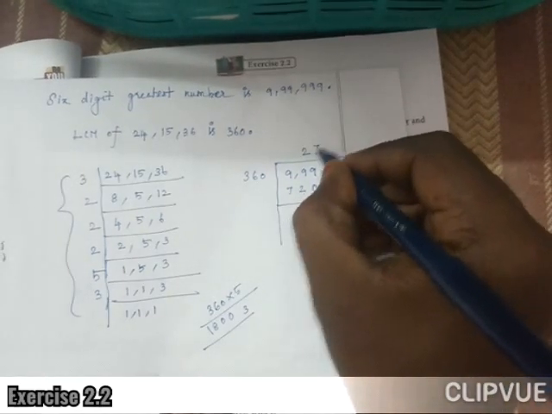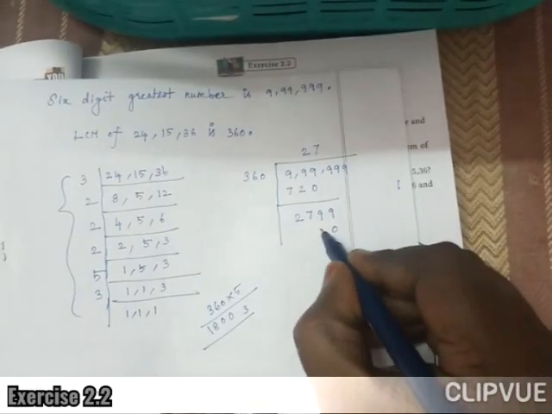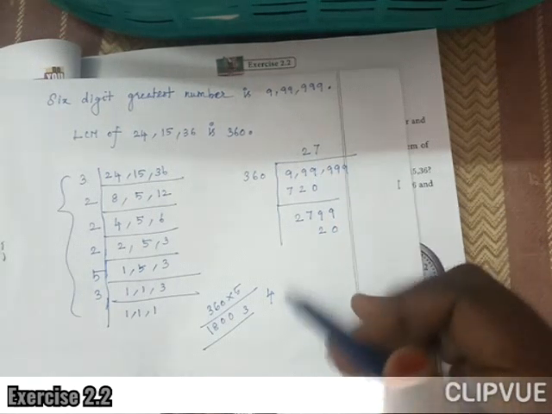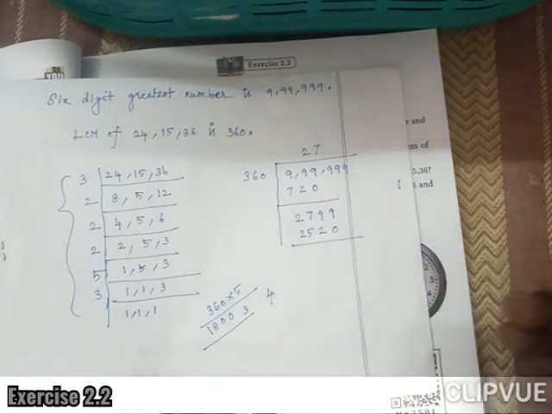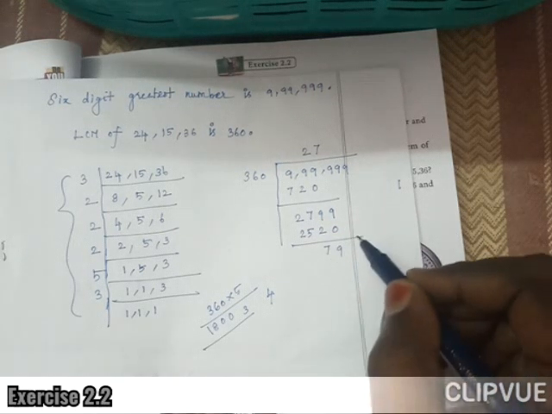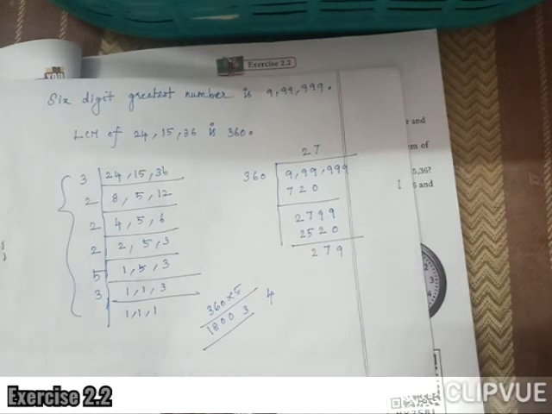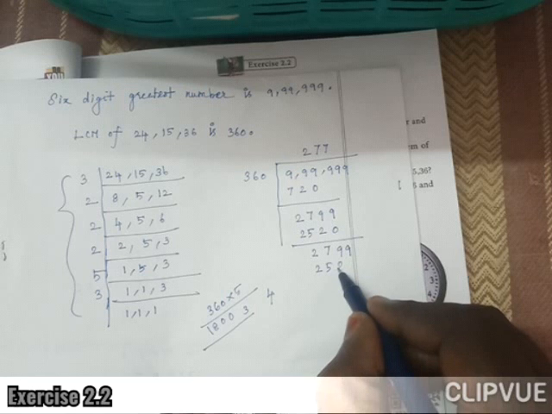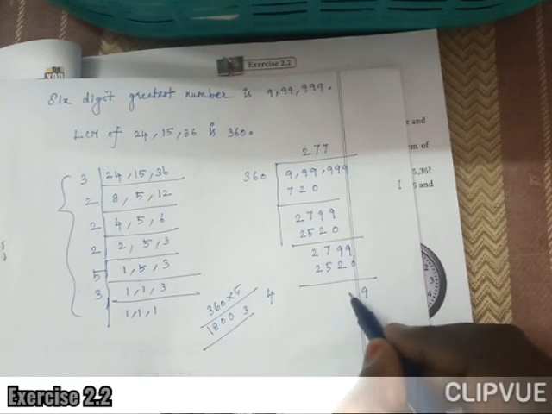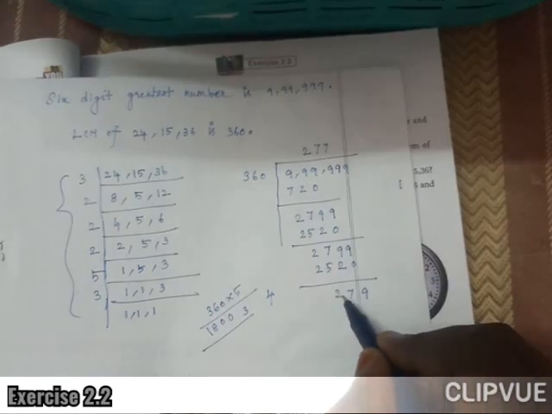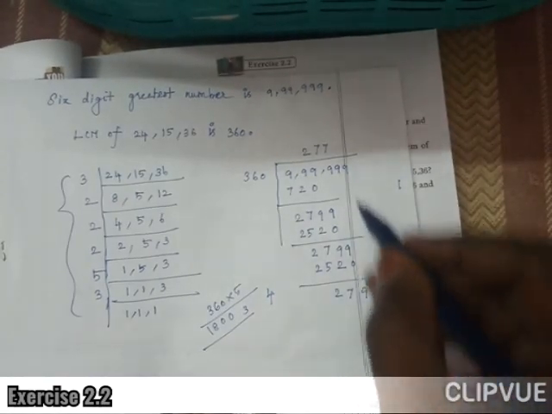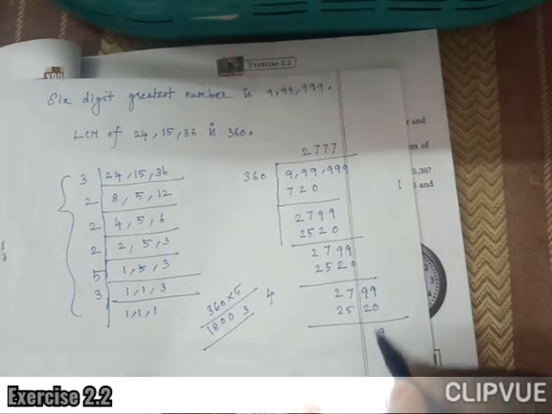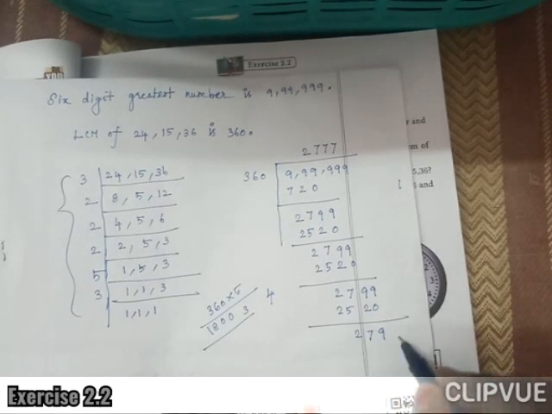If you write 7 times: 0, 7 6s are 42, remaining 4, 7 3s are 21, 21 plus 4 is 25. Okay, so 9 7, 7 minus 5, 2. Again 7 times, 2 5 2 0, 9 7 2. This is the remainder.